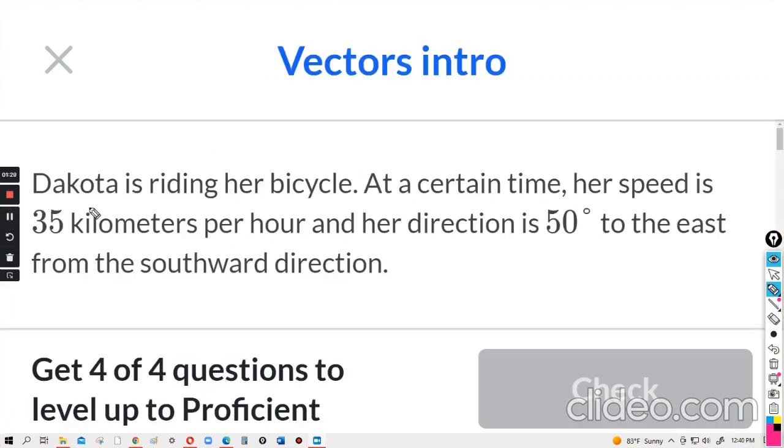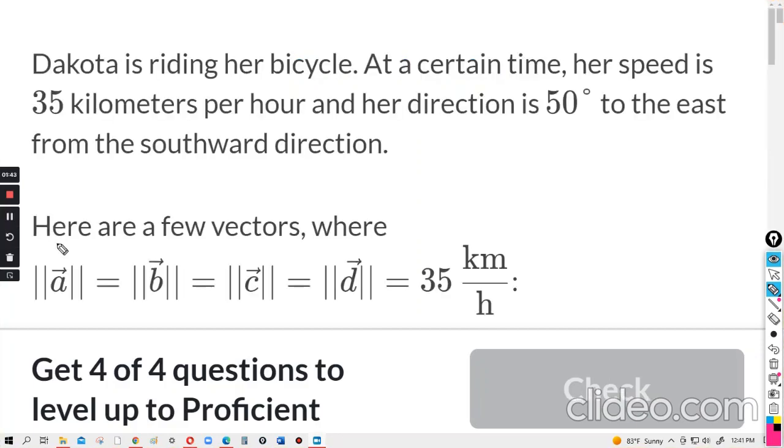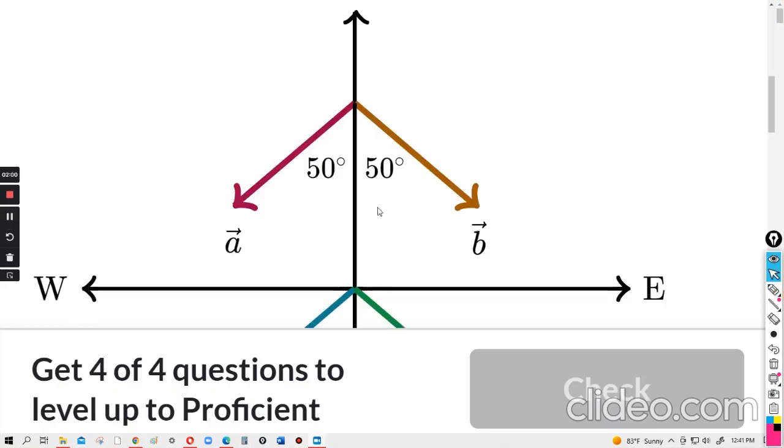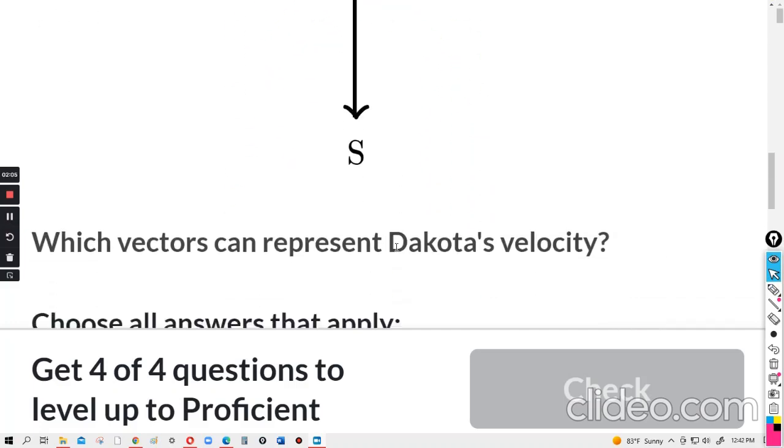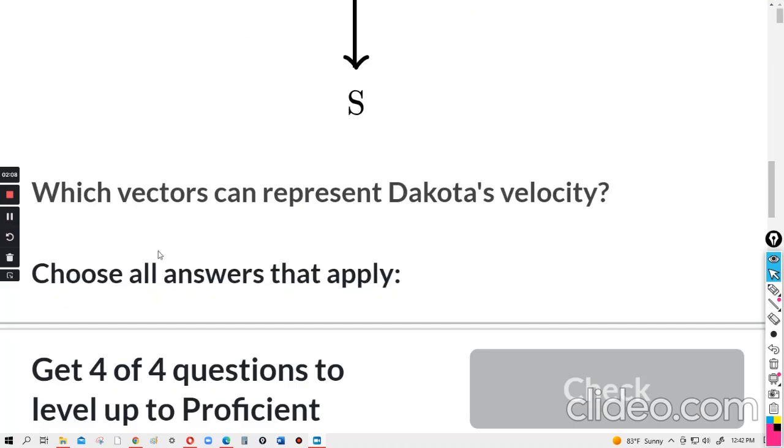So it says Dakota is riding her bicycle. At a certain time, her speed is 35 kilometers per hour, and her direction is 50 degrees to the east from the southward direction. So they list some of the vectors on the graphs, and they're basically saying here that the magnitudes of vectors A, B, C, and D all equal the same amount or the same speed. So let's look at the graph. Here's the graph, and here are vectors A, B, C, and D. They want to know which vectors can represent Dakota's velocity.